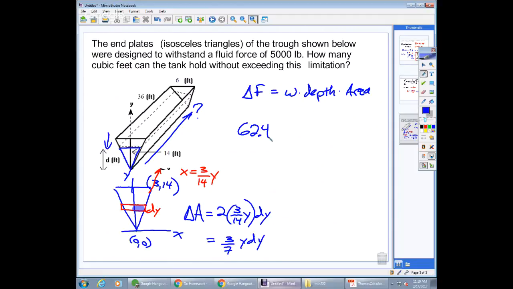The depth is where I made the mistake the other day. So here, y is moving up. So y is the distance from here to here. That's not the depth. Depth is measured from the surface.